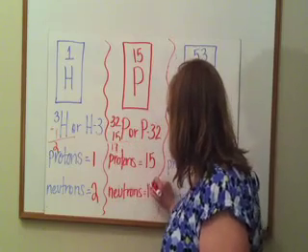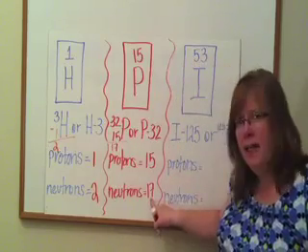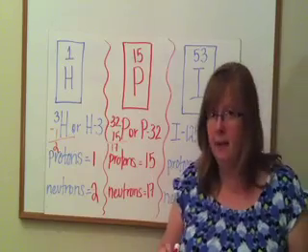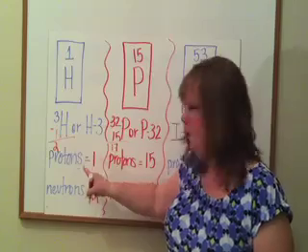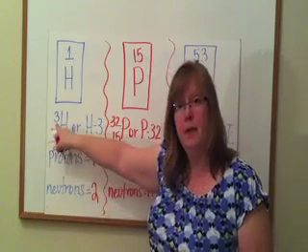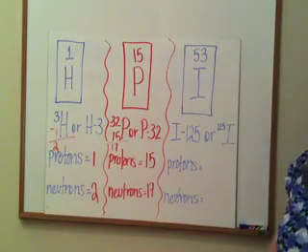A good way to check is add your neutrons and add your protons together, and it should equal the mass number. Did it work over here? Neutrons plus protons, did it equal the mass number? It did. And you can get pretty big numbers with this.